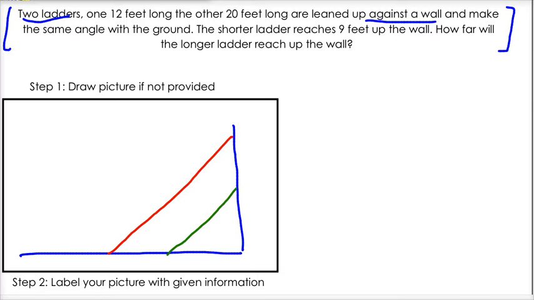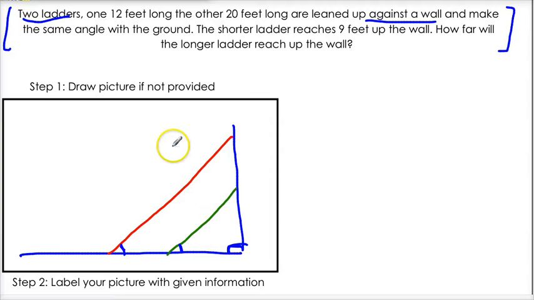Now, what it tells us is that they make the same angle with the ground. So I know that these two angles are congruent. They make this angle with the ground, and they both actually have this right angle right there. So if you see this, these are two similar triangles because they both have two angles in common. They have these two angles, and they both have this 90-degree angle with the wall. So these two triangles that we formed are similar.